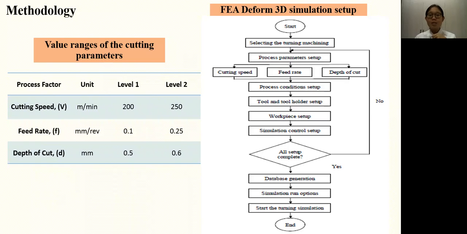Then the workpiece was set as the simplified model with a length of 10 mm, and the workpiece meshing is generated by selecting the absolute mesh size with a defined size of 25% of feed. Then the aluminum alloy 7075 was selected and the number of simulation steps was set to 500 steps. Then it can proceed to the database generation and then start the turning simulation.